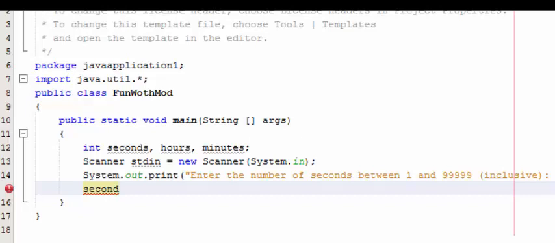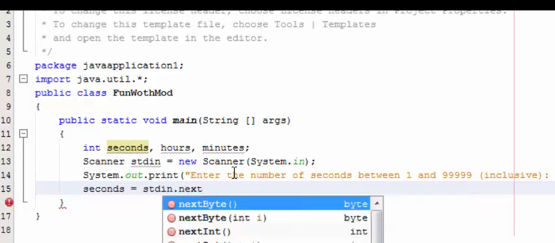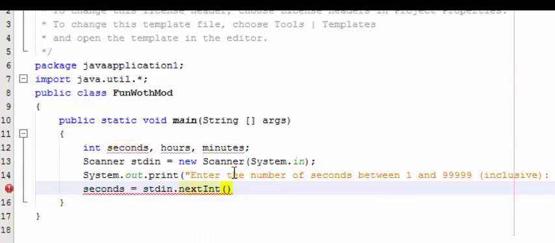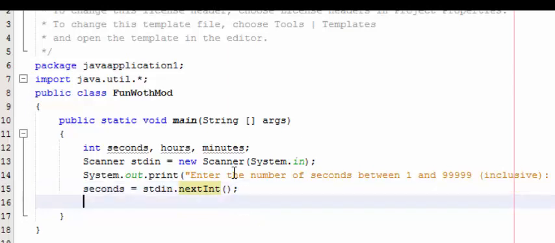So seconds, to spell that correctly, is equal to the name of our scanner dot next what? Well, since we're going to capture an integer, we're going to put nextInt with empty parentheses and then a semicolon. And so now we've captured the number of seconds, the total number of seconds we're going to be dealing with. So in order to compute the hours, remember we're going to have hours equal the value that we read in, which is seconds, divided by 3,600, because remember there were 3,600 seconds in 1 hour.